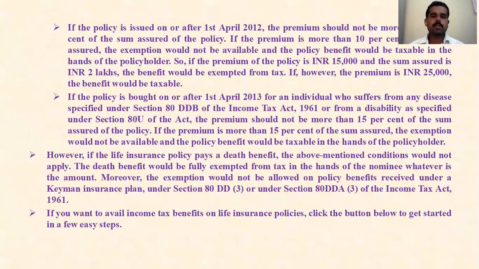The next one here, if a life insurance policy pays a death benefit, the above mentioned condition would not be applied. The death benefit would be fully exempted from tax in the hands of the nominee, whatever the amount. Moreover, the exemption would not be allowed on the policy benefit received under a key man insurance plan under section 80DD3 or under section 80DDA3 of the Income Tax Act 1961. On the death, if it is received by the nominee, the amount should be completely tax free. But the condition is here, key man insurance policy is also there. For them, it is not applicable.